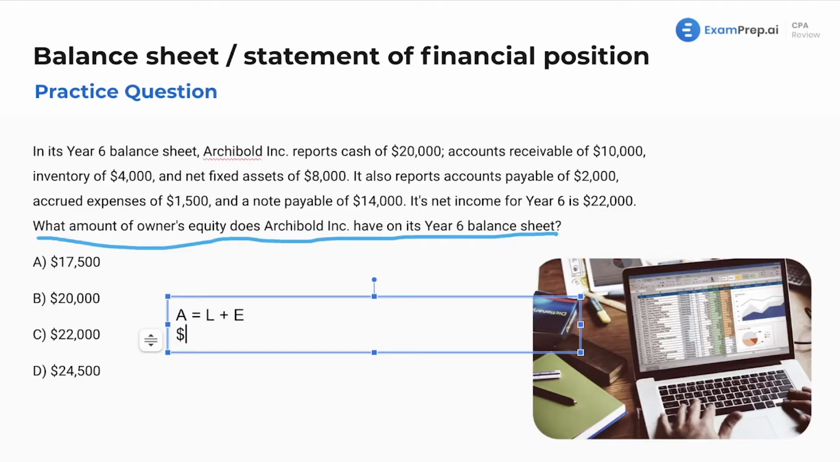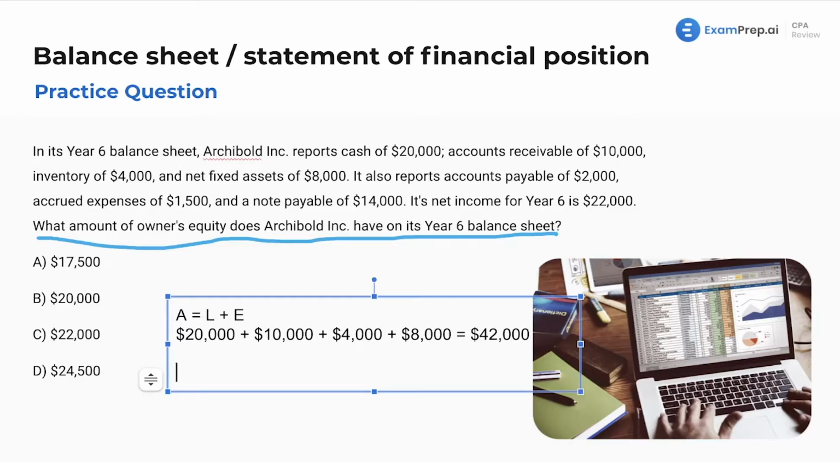We've got cash of 20. We have AR of 10. And these would be the net amounts if they mention them. We've got inventory of 4. And we've got net fixed assets of 8. For a whopping total of $42,000. Next up, well, we also have liabilities.